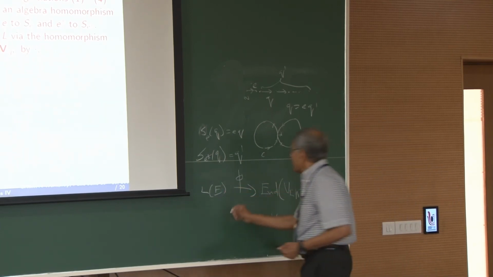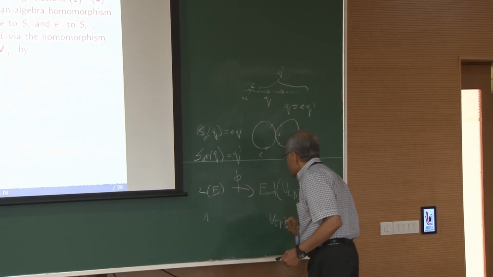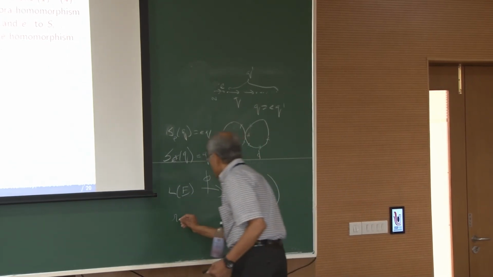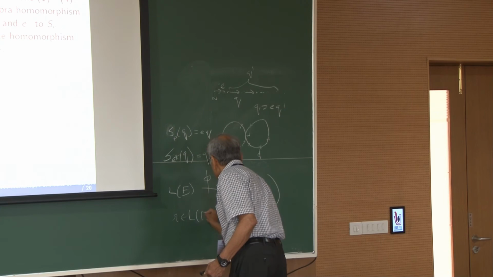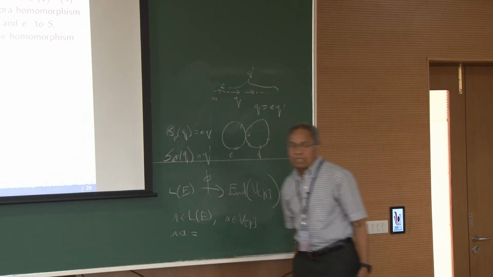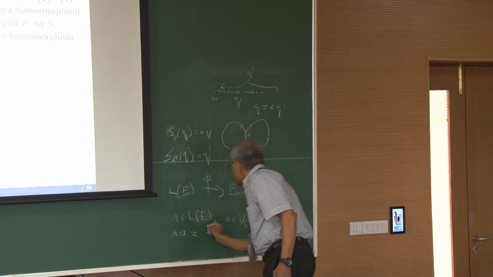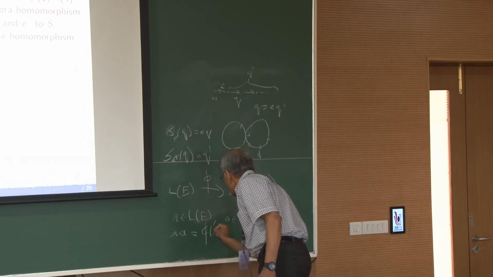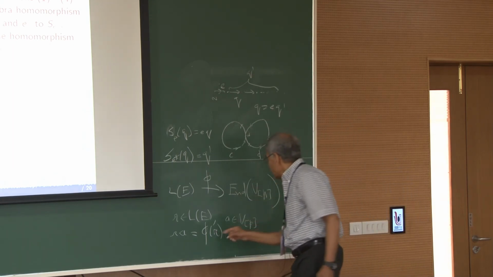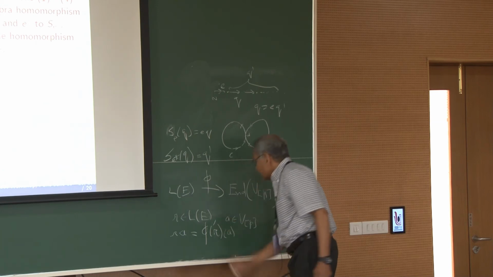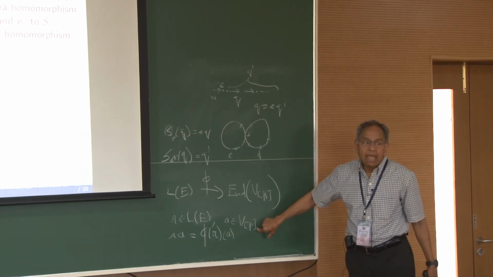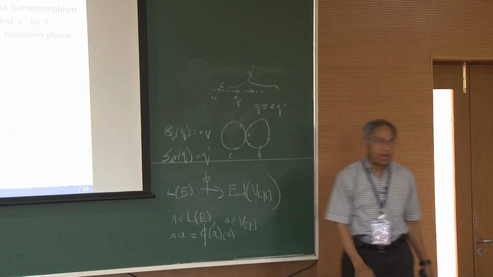In other words, for all elements A in V sub p, and for all elements R in the Leavitt path algebra, how do you define R times A? Given R, you apply phi. So phi of R lands here, which is an endomorphism. Therefore, you act this endomorphism on that. This makes this vector space V sub p a module over the Leavitt path algebra.